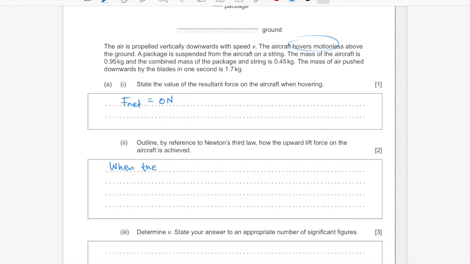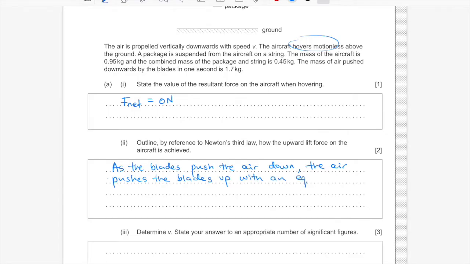Then we have to outline, using Newton's third law, how the upward force on the drone is achieved. We know that as the blades rotate, they push the air down. Well, then the air is going to be pushing up on the blades, according to Newton's third law. So as the blades push the air down, the air pushes the blades up with an equal but opposite force. That's Newton's third law.